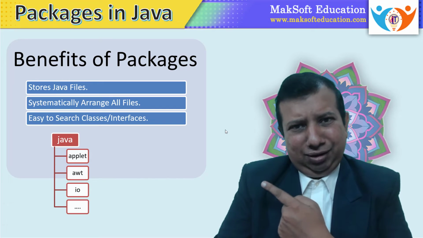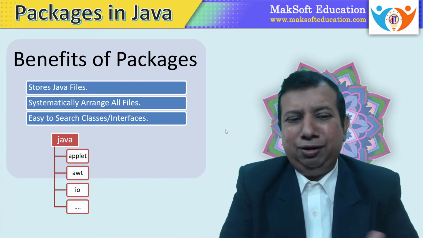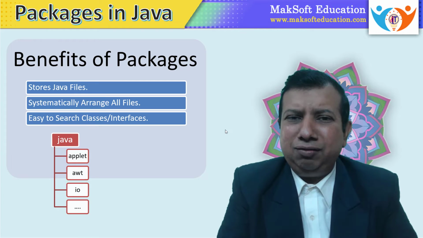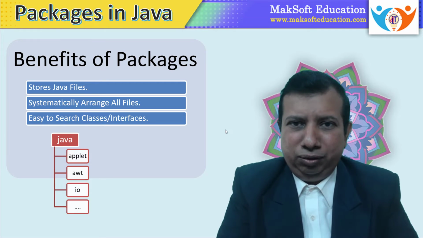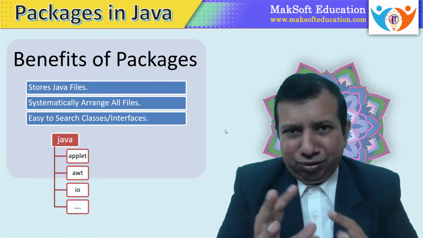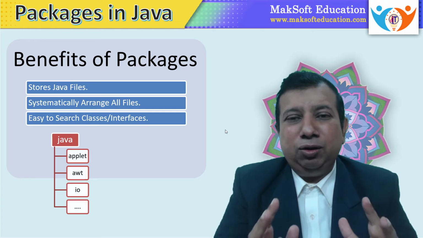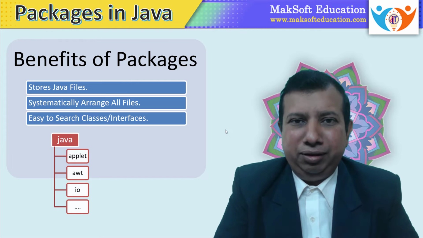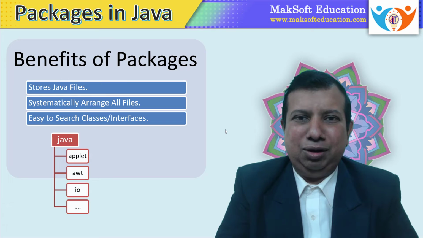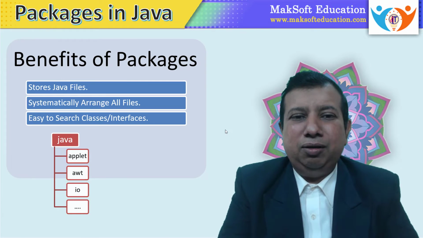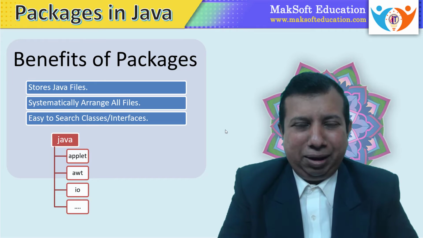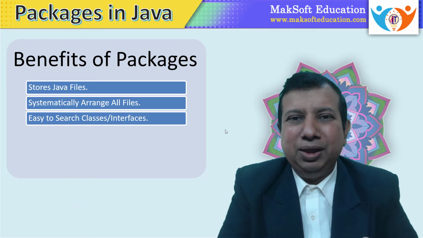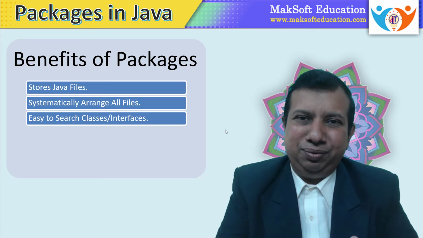Here you can see java is a master package which contains applet, awt, io, and so many other sub packages, and these sub packages contain class files, interface files, or even sub packages inside them. Because of this systematic arrangement, even though there are a huge number of classes and interfaces available, we can remember them properly and use them as per our convenience. So this is one of the important benefits of a package: we can arrange them systematically, and it will reduce our search time. We can easily search required classes and interfaces.